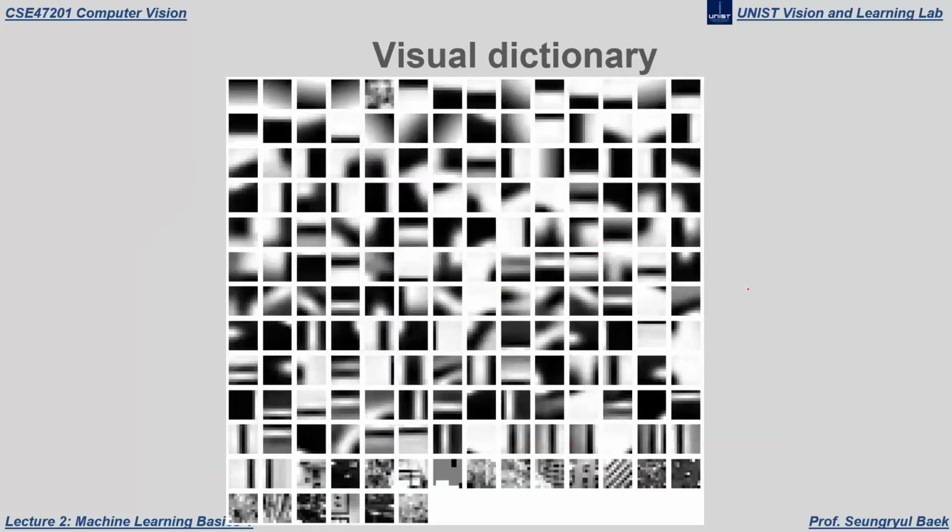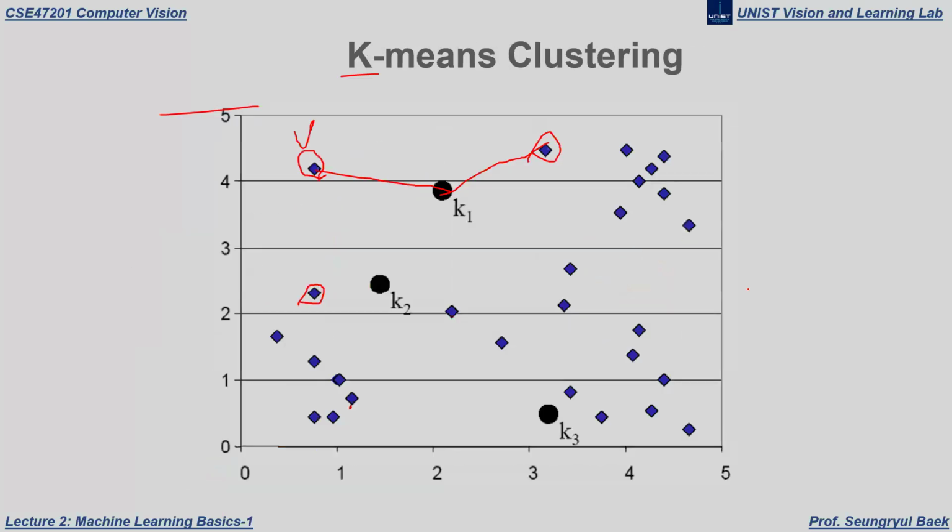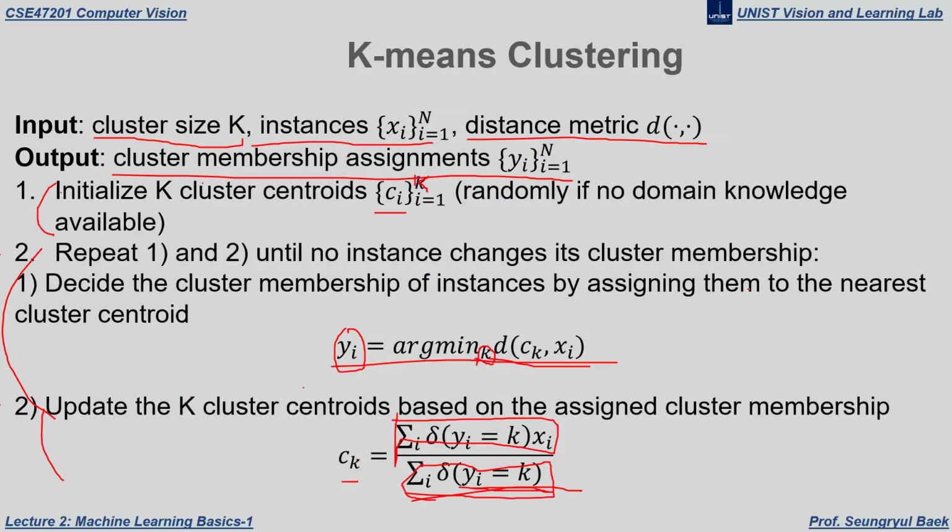And this is an example of the visual dictionary. This is the clustering we already learned.